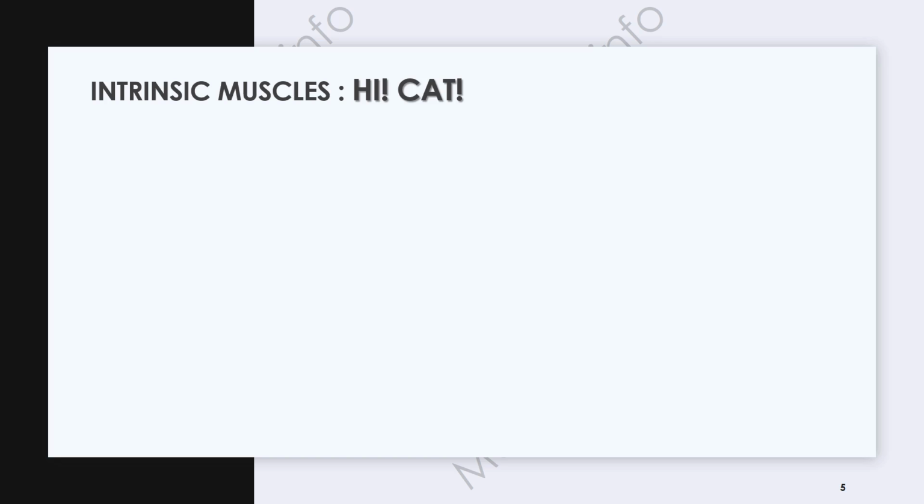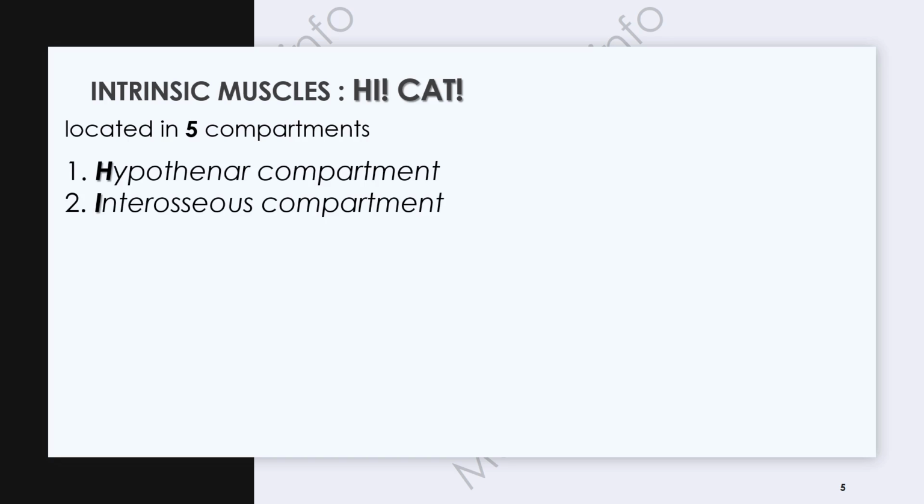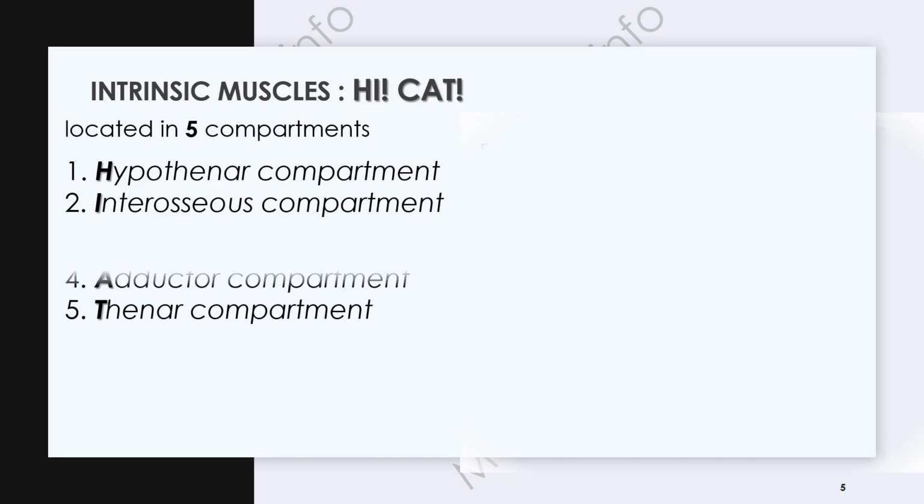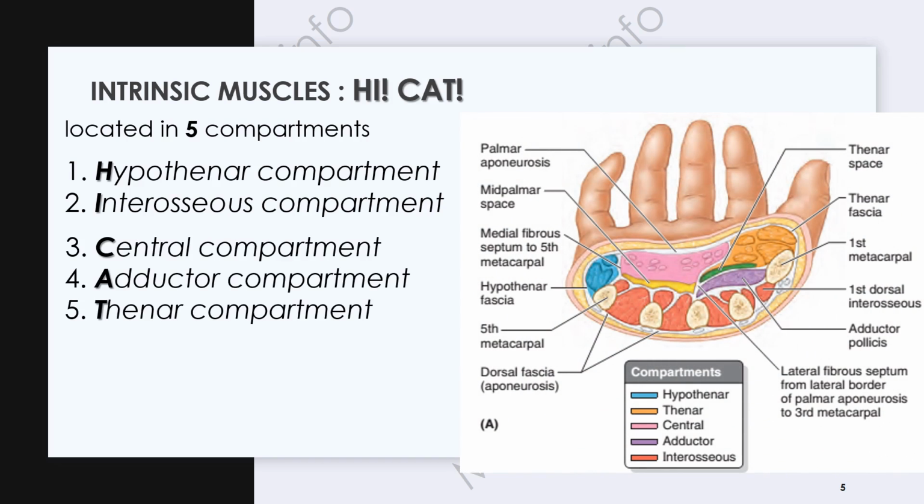Going on to the intrinsic muscles of the hand, we have 5 compartments for the intrinsic muscles of the hand, and we use the mnemonic HI-CAT to remember these 5 compartments. We have the hypothenar compartment and the interosseous compartment. That's for the HI parts. Then for the CAT, we have the central compartment, the adductor compartment, and the thenar compartment.